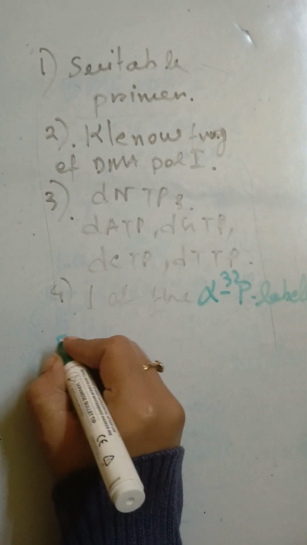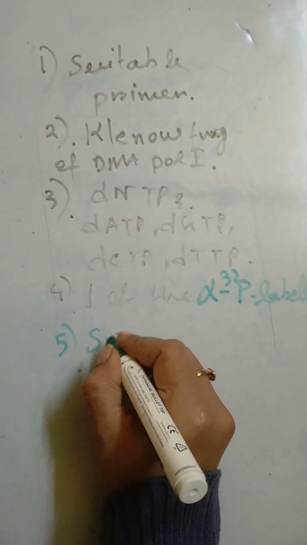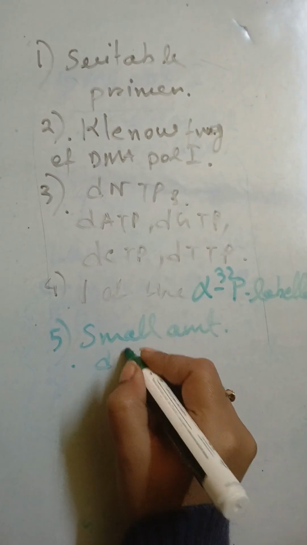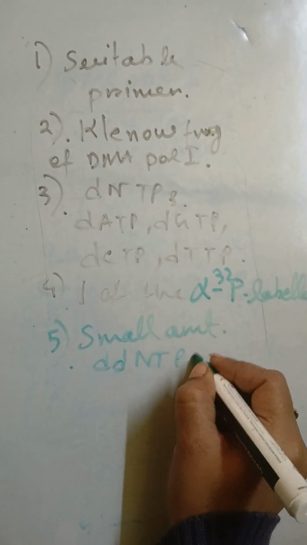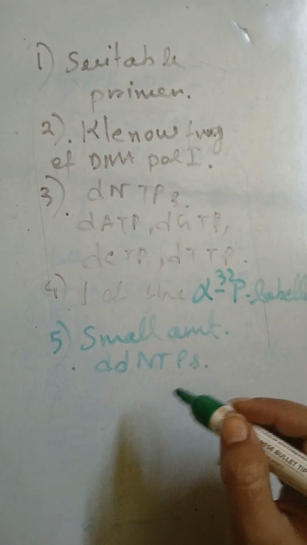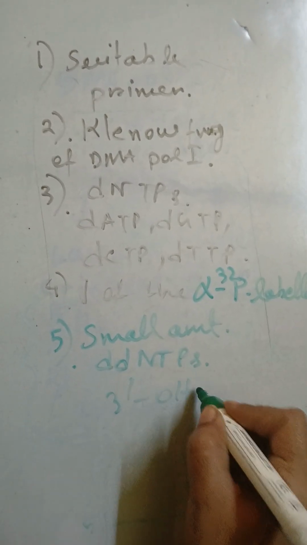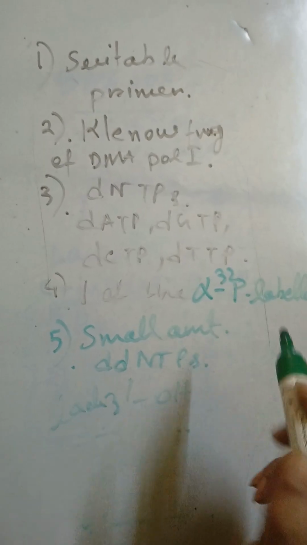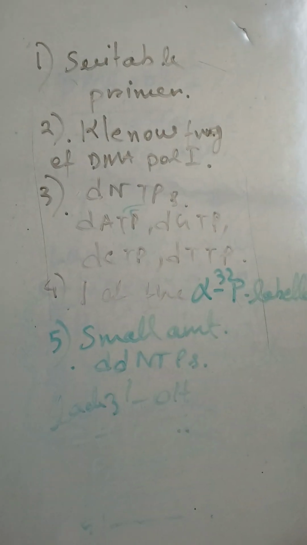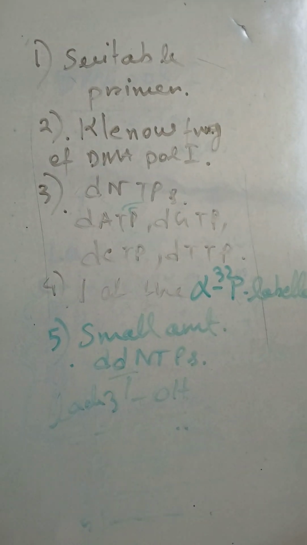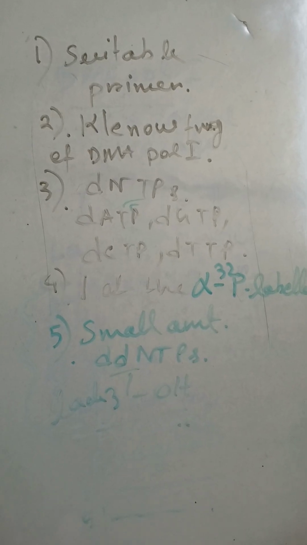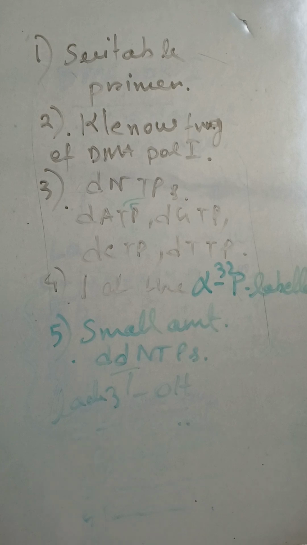Number 5, a very small amount of dideoxynucleotide triphosphates, meaning ddNTPs. What is the main difference between dNTP and ddNTPs? ddNTPs lack the 3' OH group, but dNTP has the 3' OH group. In case of ddNTP, which is basically the dideoxynucleoside triphosphate, there isn't any 3' OH.